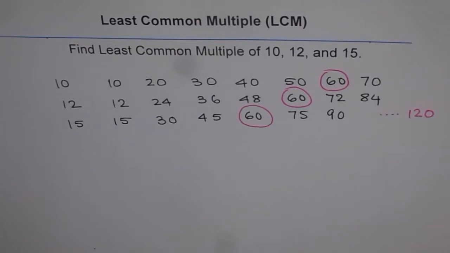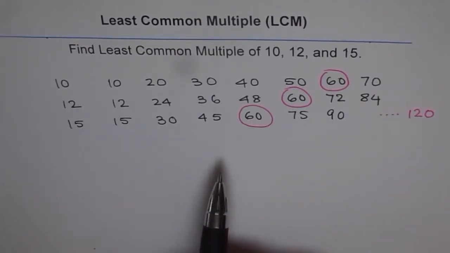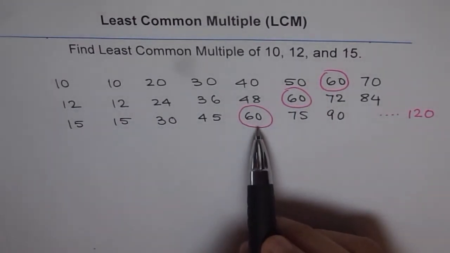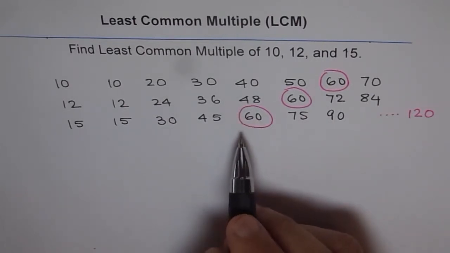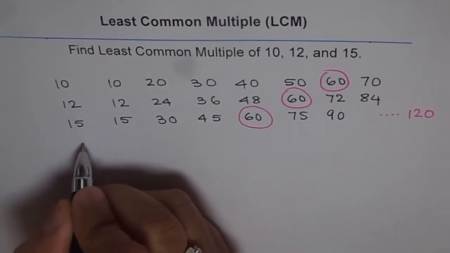So the idea here is to list all the multiples, figure out which ones are common, and from the common, select the lowest one. So that is how we can find the least common multiple. Finding least common multiple is basically listing out all the multiples. So let's write down the steps taken.